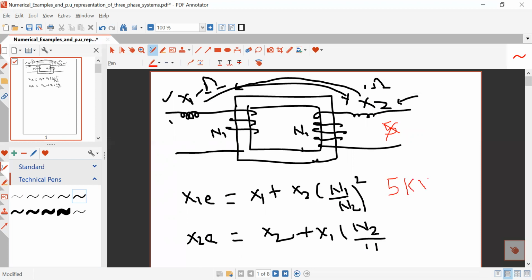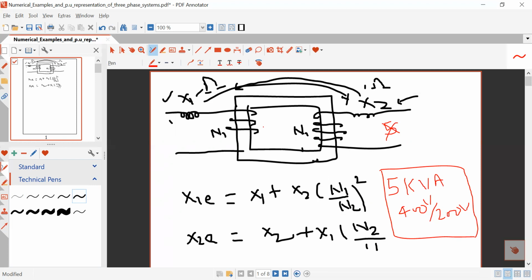And voltage rating for primary and secondary side is given as 400 by 200 volt. This is the rating of the transformer which is given in the problem. And this rating is usually given so that you can easily consider a base value.